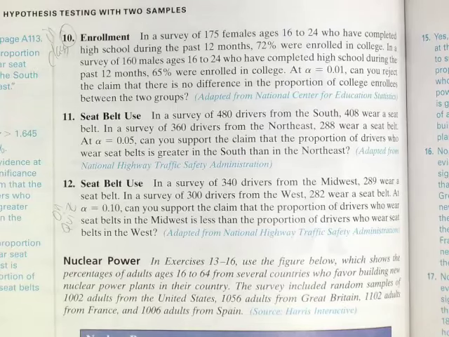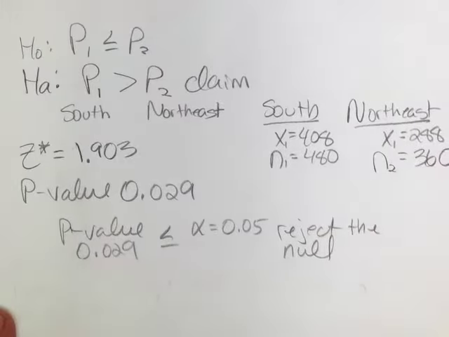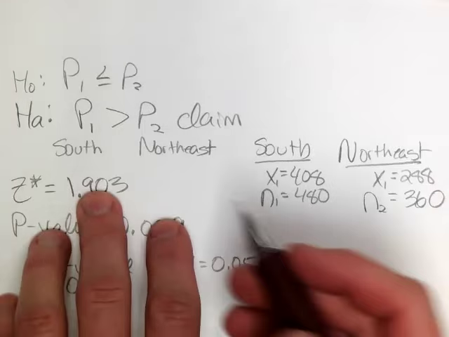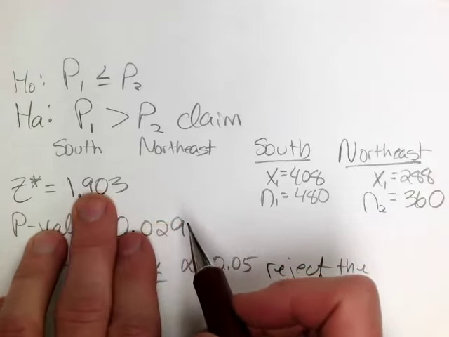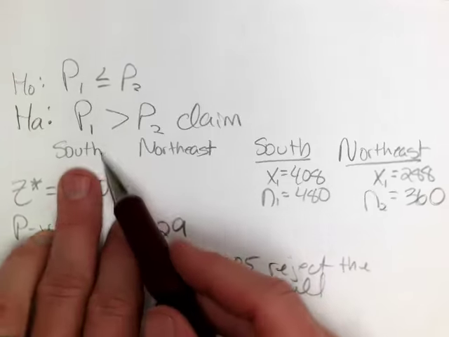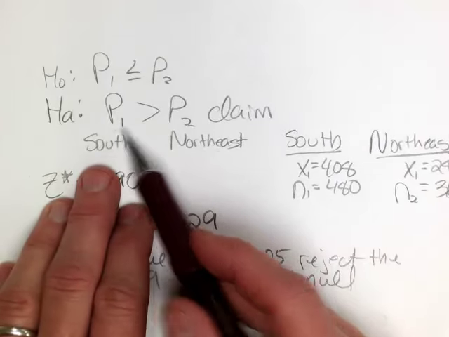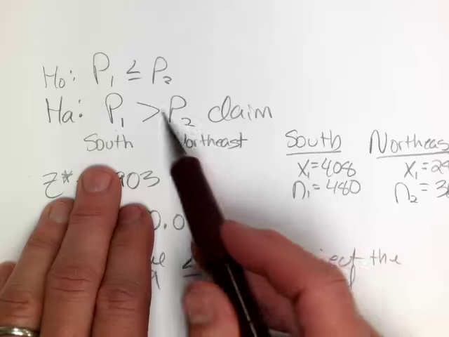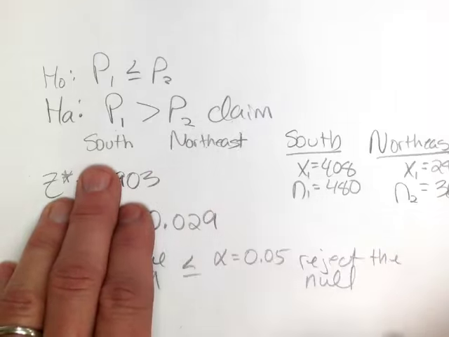Okay, so I went ahead and wrote out a few of the steps beforehand just to save some time. Okay, the claim is that the proportion of drivers who wear seatbelts is greater in the south than in the northeast. So that would be P sub 1 greater than P sub 2. So this makes this an upper tail test, and the alternative is the claim.